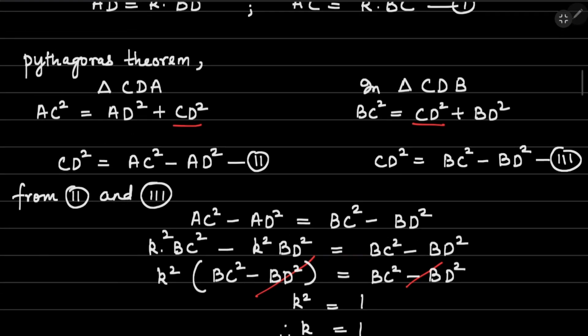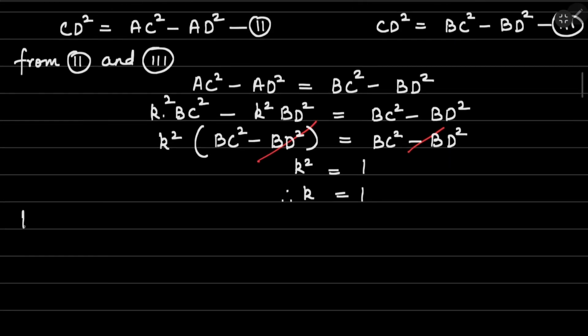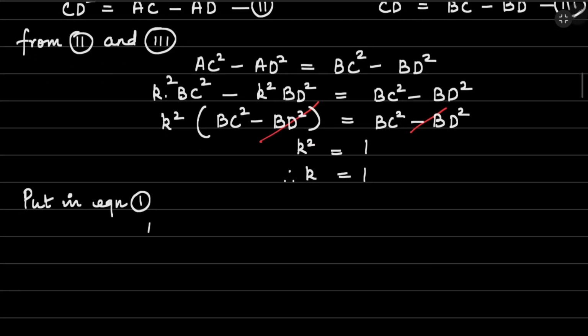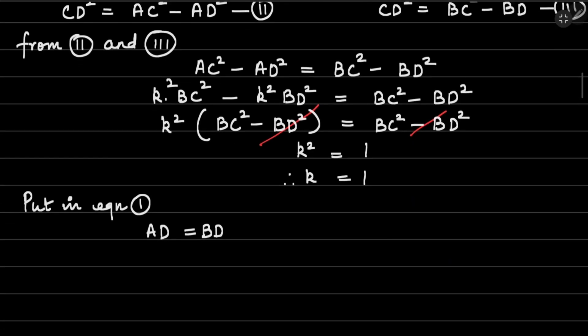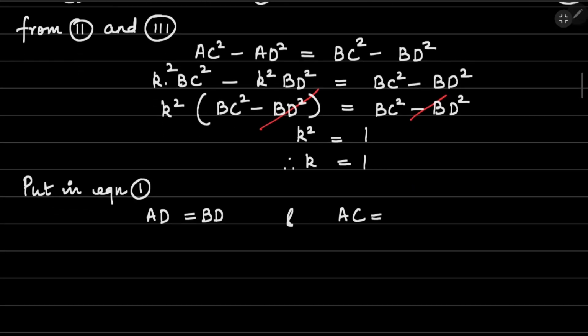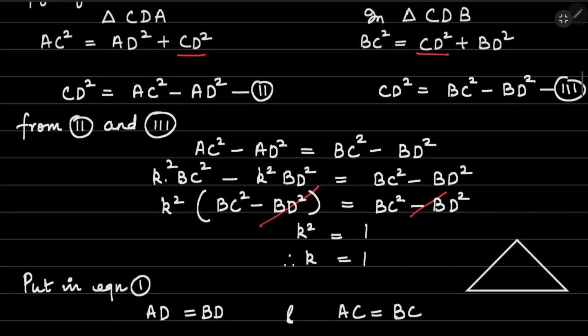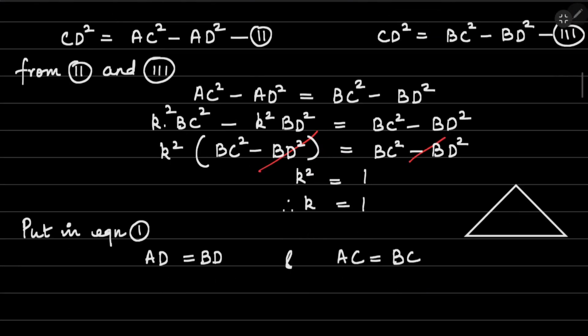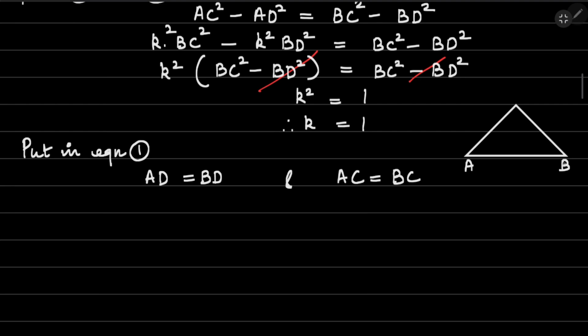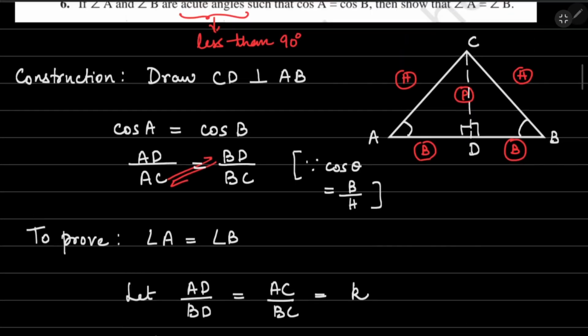Okay. Now, if you put this K equal to 1 back in equation 1, what would you get? AD equal to BD and AC is equal to BC. AC equal to BC. Now, in the triangle that we took, right? In the triangle that we took, ABC. So this was the triangle that we took, ABC, right?